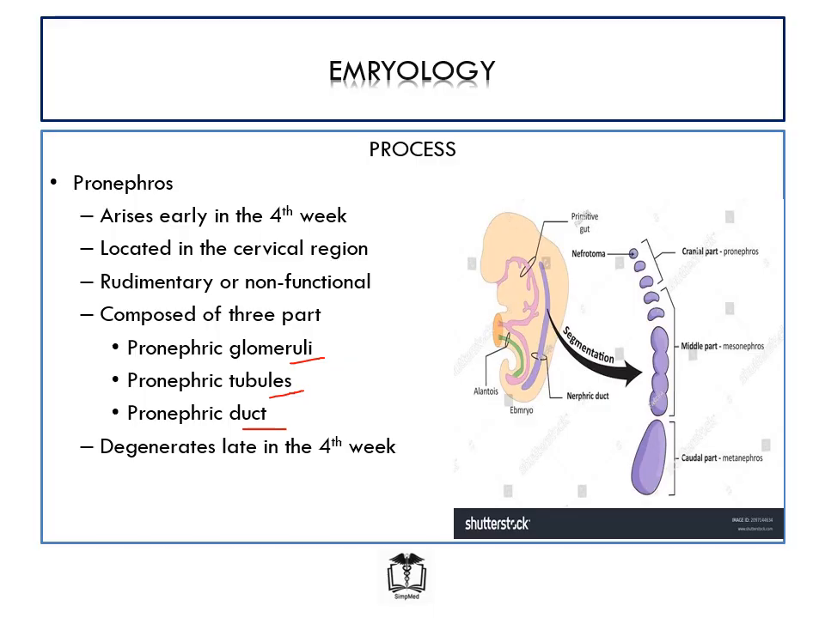The better thing to note about the pronephros is the fact that it was rudimentary or non-functional during its development. So, although it was present, it was not really doing any work in terms of its ability to function as a kidney. And about the ending of the fourth week, the pronephros tends to degenerate and is lost during the process of embryology.